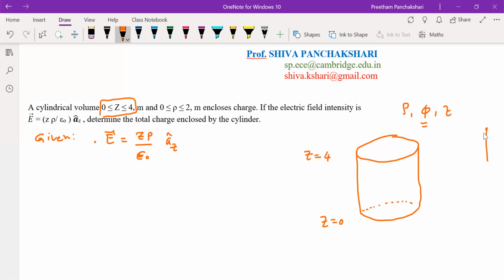As z increases upward, the larger value will come on the top surface, the smaller value on the bottom surface. At the same time, the volume inside the cylinder is present within the cylinder of radius 2 meters. The volume space extends from 0 to 2 meters of the radius. So this is the definition of the cylinder.